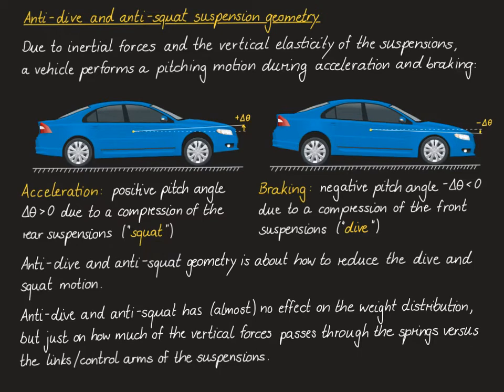Instead, what the anti-dive and anti-squat suspension geometry really changes is how much of the vertical tire forces really pass through the springs versus the links or control arms of the suspension. Since the links and control arms are essentially rigid, the more of the vertical forces that pass through them instead of the springs, the smaller will be the compression of the corresponding suspensions.